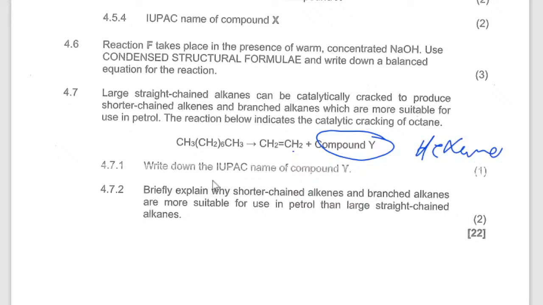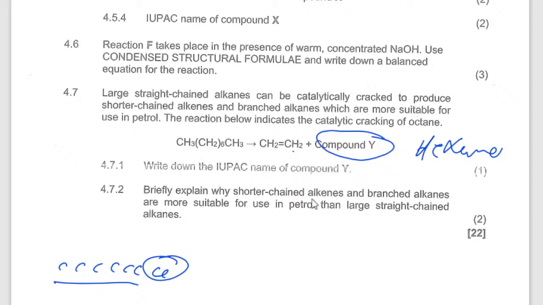Why am I saying hexane? Because it was 8: 1, 2, 3, 4, 5, 6, 7, 8. So I removed the 2. So what I'm remaining with is going to be hexane. Remember, all these are hydrocarbons, so it's going to be hexane. I think I'm done with that.